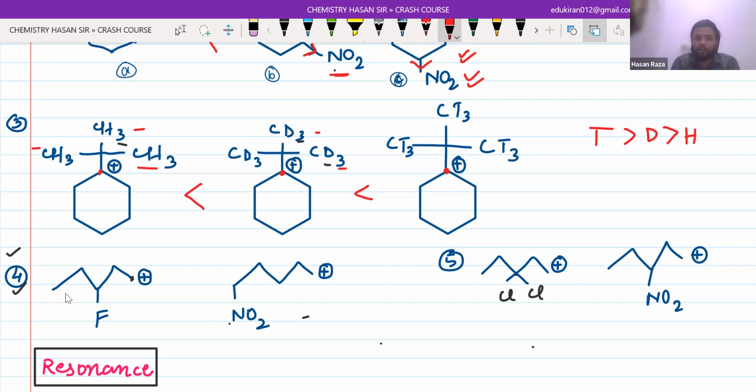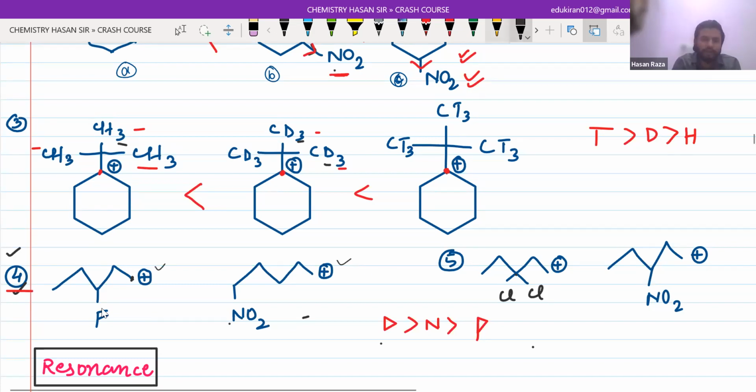There is a rule for the fourth question. There is a rule that is DNP: distance, number, power. We give preference to distance, then number, and then power. Now see, you can see this is carbocation. This is also carbocation.